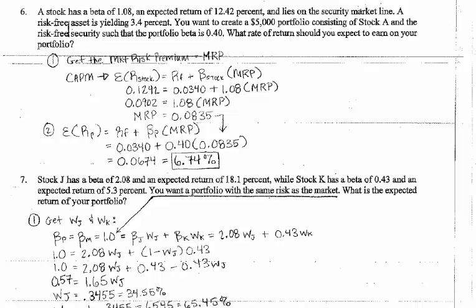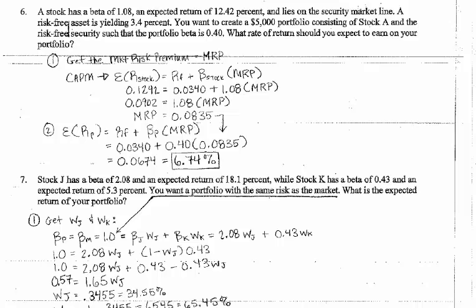And I have set up my CAPM equation where 12.42% is equal to 3.4% plus a beta of 1.08 times that market risk premium. And some of you have heard me say return on the market. What's that? Remember, the market risk premium is return on the market minus the risk-free rate. So you could plug in, instead of MRP, R subscript M for return on market minus R subscript F for a risk-free rate, and then solve this problem pretty much the exact same way.